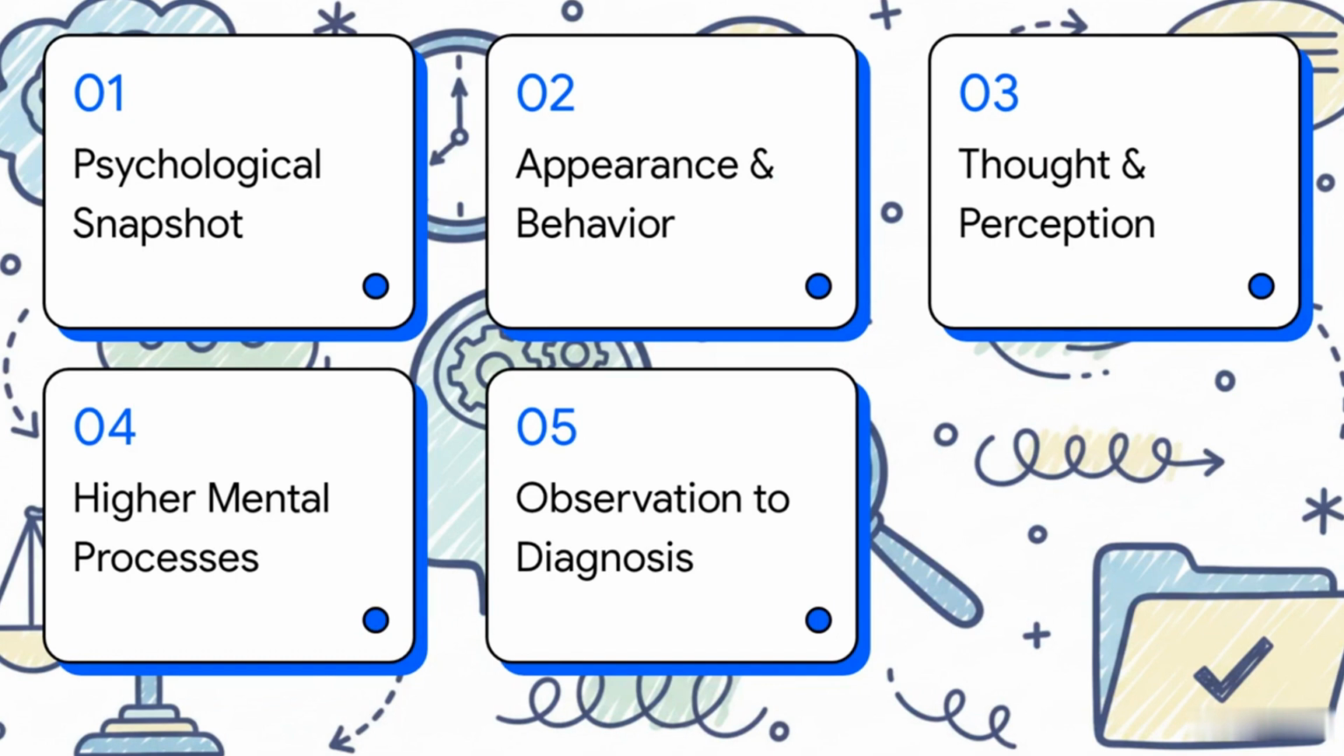All right, so how do we actually take this snapshot? First, we'll cover the basics, appearance and behavior. Then we're going to move inward to a person's thoughts and perceptions. After that, we'll look at higher mental processes. And finally, we'll see how it all comes together to point toward a diagnosis.